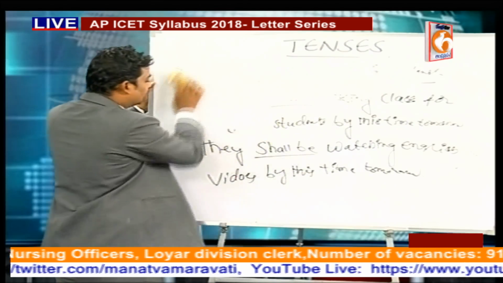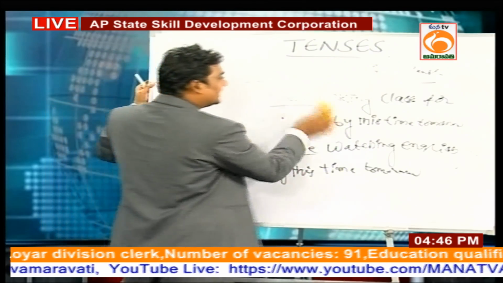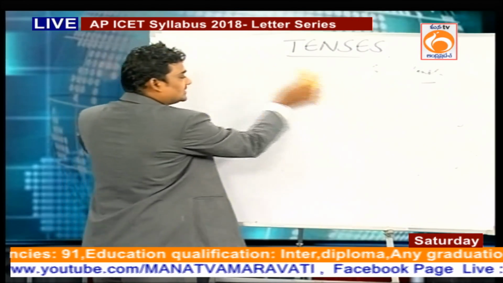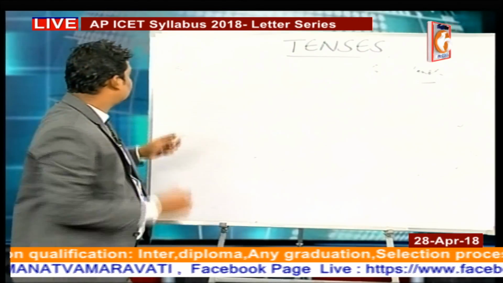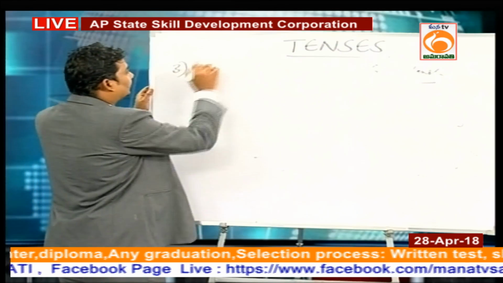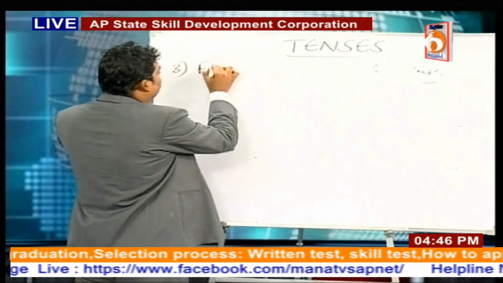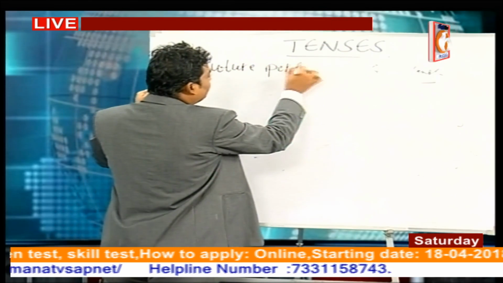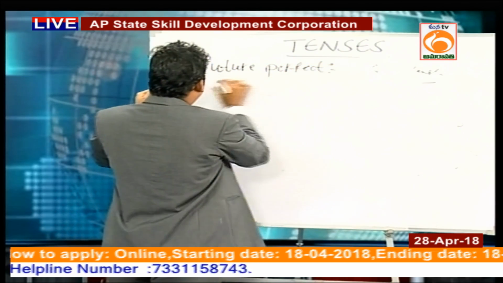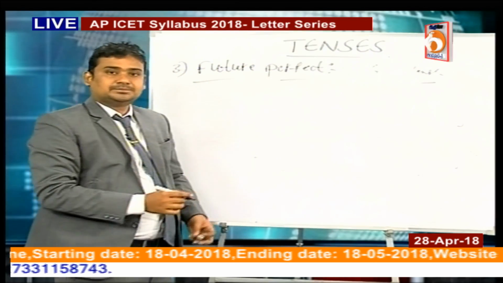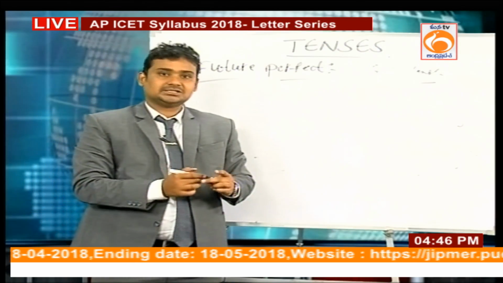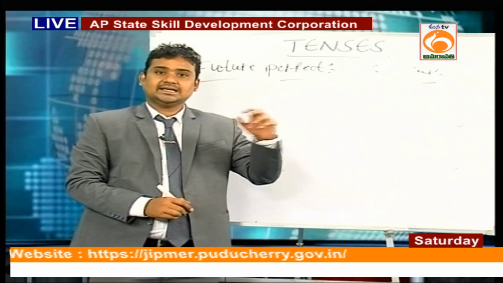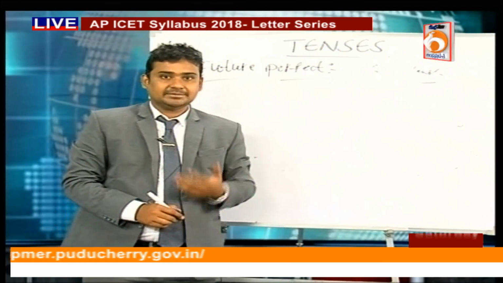Next, I am moving to the next category of tense, that is future perfect tense. This is the third subcategory. The future perfect tense denotes an action or event that will have finished by a particular time in the future.